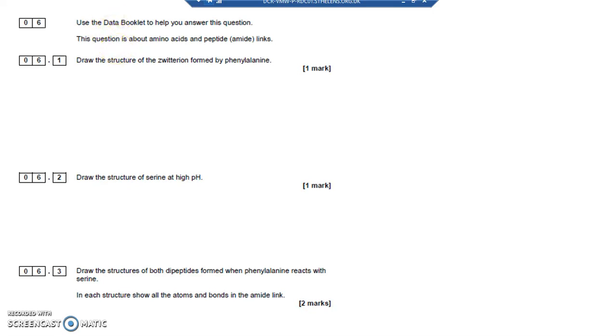Question 6. Use the data book to help you answer this question because you're going to have to draw some amino acids. The question is about amino acids and peptide-amide links. So a peptide link or an amide link is a CO, C double bond O, and an NH. We'll have a look at that more in a minute.